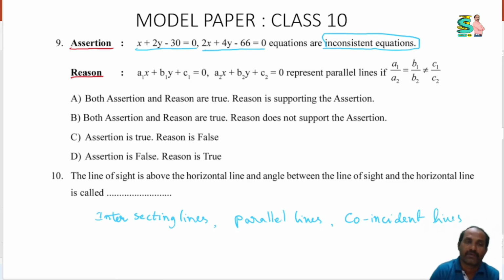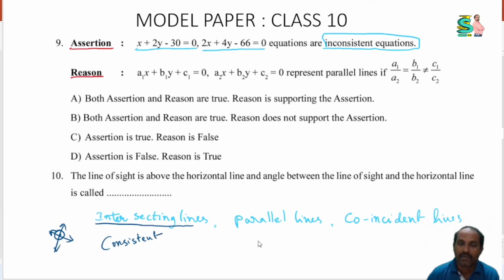Coincident lines. Now, how can we take intersecting lines? They meet together at one point, like this. They meet in one point. That's why they are consistent lines. Consistent. And parallel lines, they never meet. That's why they are inconsistent.